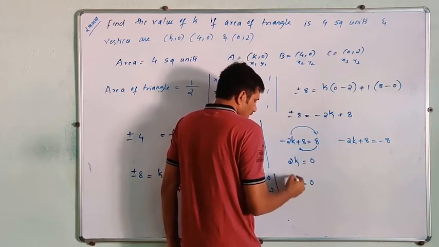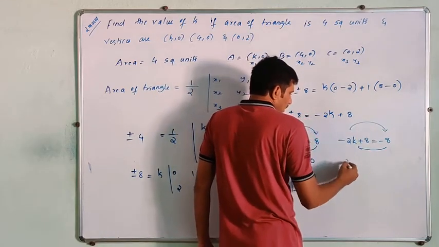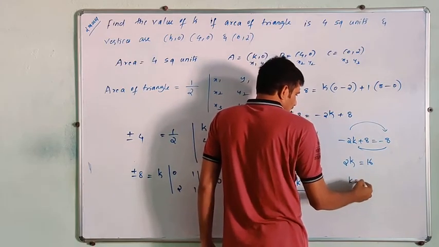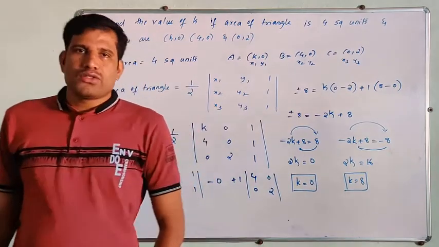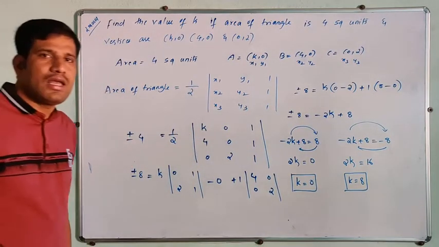So what is the value of k? Now in the second case, bring this 2k here and 8 there. Minus 2k will become plus 2k, and 8 plus 8 is 16. So what is the value of k? Therefore we are getting two values of k, that is k is 0 and k is 8.